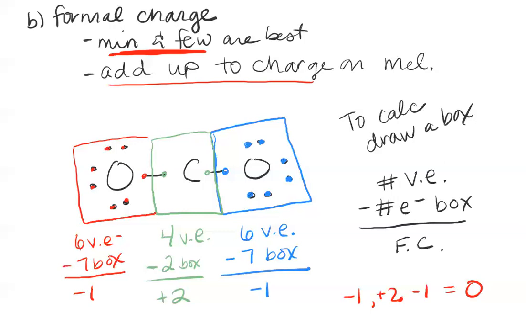Okay, so the way I reduce the formal charges is by resonating electrons. So let's write that up here. Reduce formal charge by resonance.